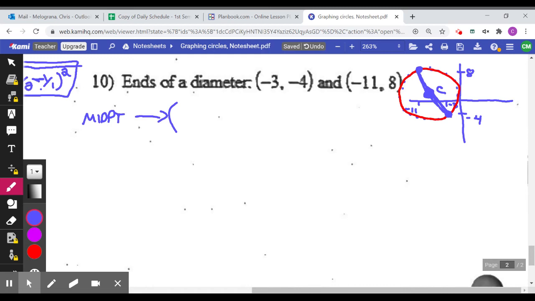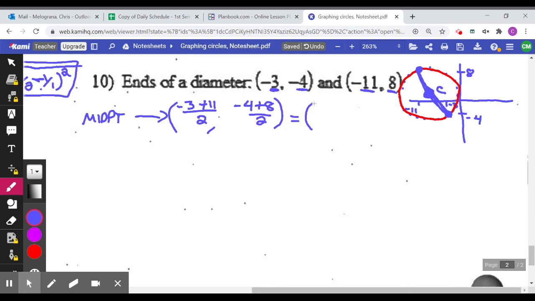To find the midpoint, you basically just take the average of the x's and the average of the y's. So if I take the average of the x's, it's really like you're just doing -3 plus -11 and then dividing it by 2. To take the average of the y's, you add the -4 and the 8 and divide it by 2. And this is going to give us the center.